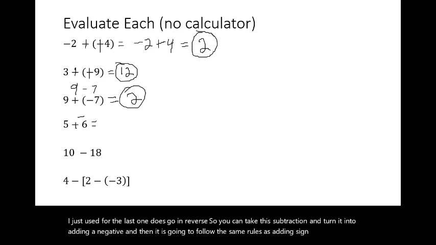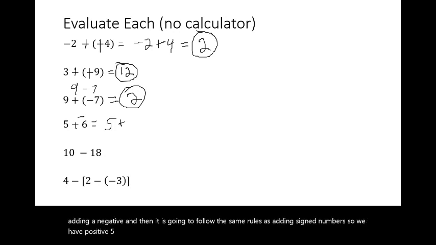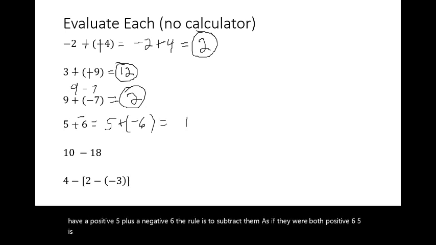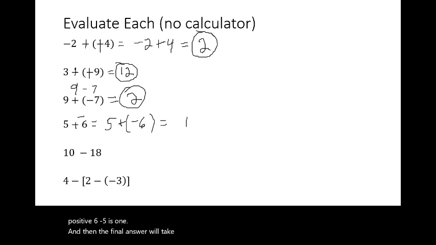And then it is going to follow the same rules as adding signed numbers. So we have a positive 5 plus a negative 6. The rule is to subtract them as if they were both positive. 6 minus 5 is 1.